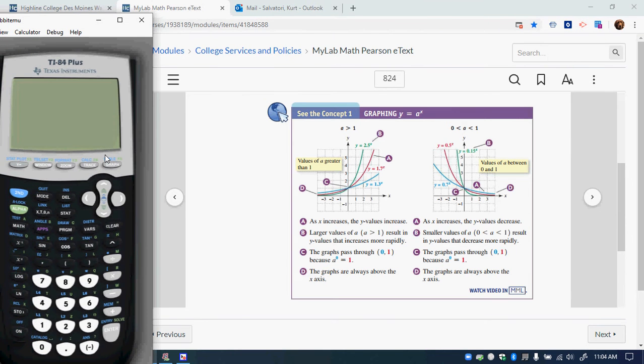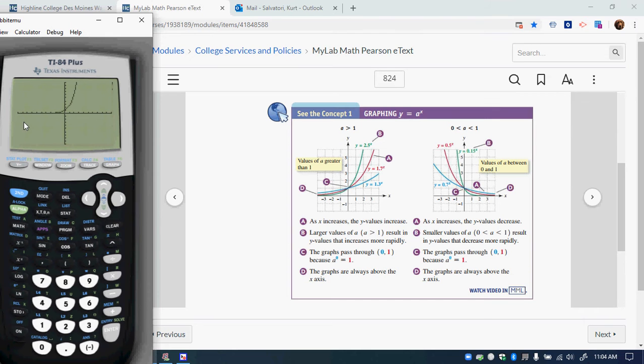Let's go to the y equals button and clear out any equations that are there, and I'm going to type in 2.5 to the power of x. Okay, and then I'm also going to do 1.7 to the power of x, and then I'm going to go to 1.3 to the power of x. Okay, and now I'll just do zoom 6.